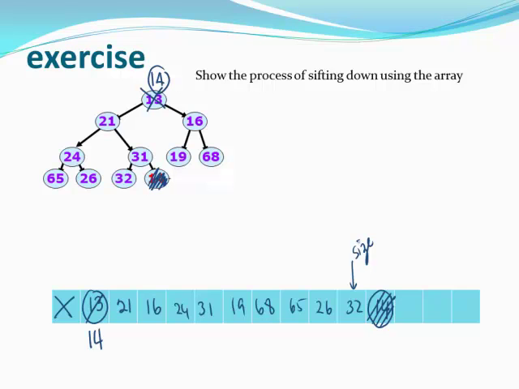Now we take 14 and look at its children, 21 and 16. We find the minimum of the two. If 14 is less than 21 and 16, we leave it there. In this case, that is the case. Otherwise, you swap it with the minimum of the two children and continue to go down. That's what you would do in the process of sifting down.